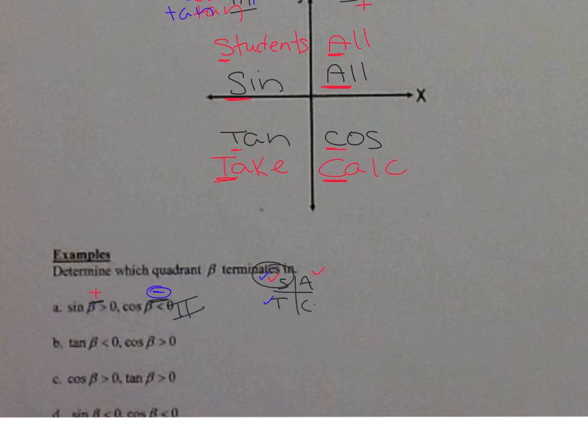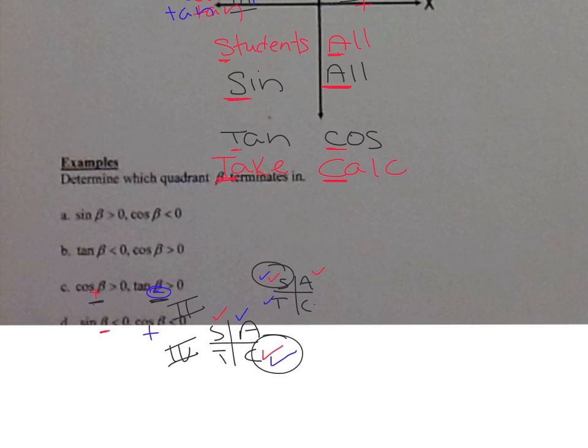All right, so let's do B. So draw a little axes, put all students take calc. Tan is less than 0 means tan is negative. Cosine is greater than 0 means cosine is positive. Tangent is negative in quadrants 2 and 4 because it's positive in 1 and 3. So it's negative in the other 2 quadrants. Cosine is positive in quadrants 1 and 4. So where is my tangent negative, my cosine positive? That would be in quadrant 4.